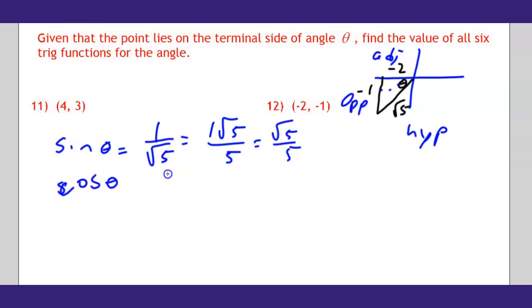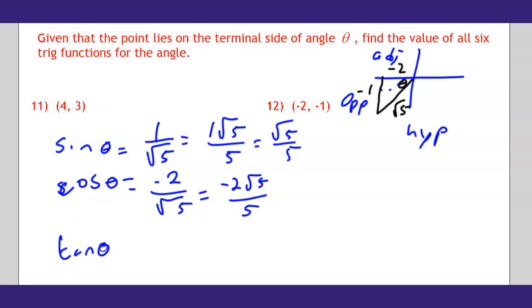Cosine of theta is adjacent over hypotenuse, which again, rationalize, move the radical to the top, leave the number at the bottom. Tangent of theta, opposite over adjacent. -1 over -2, which reduces to 1/2.